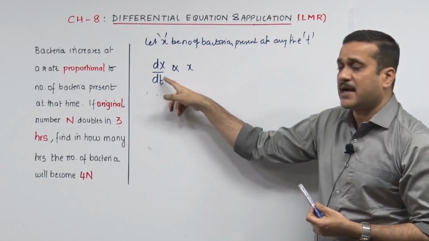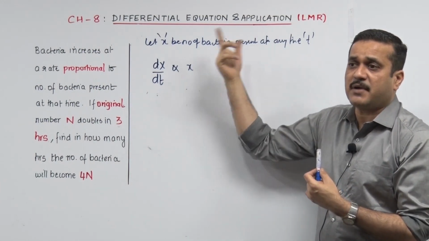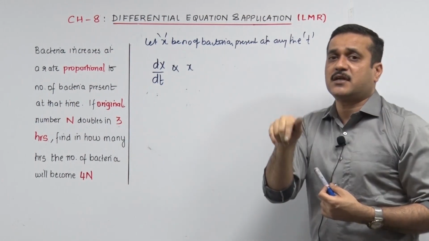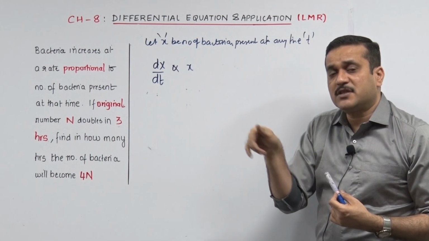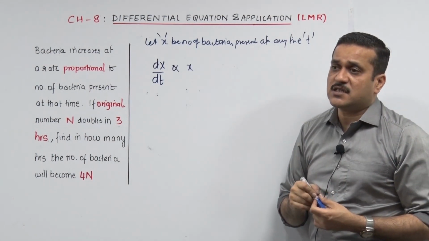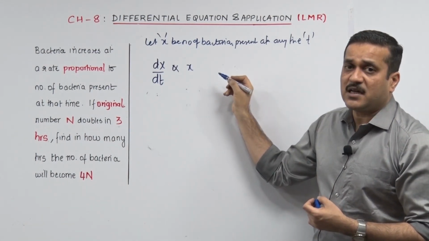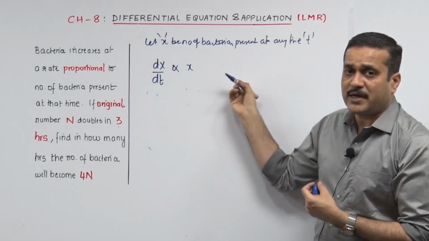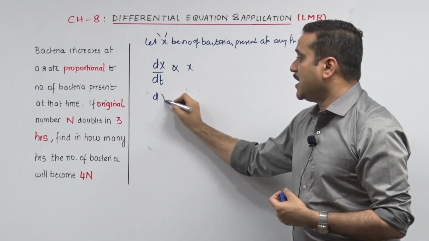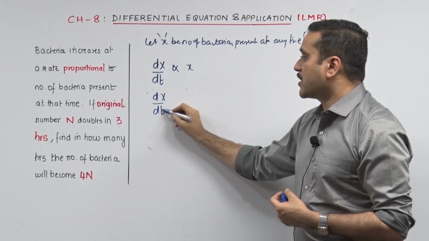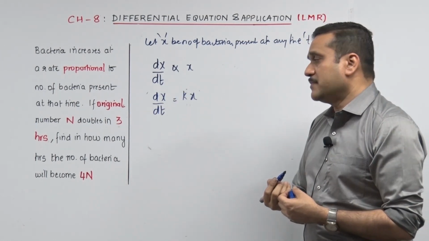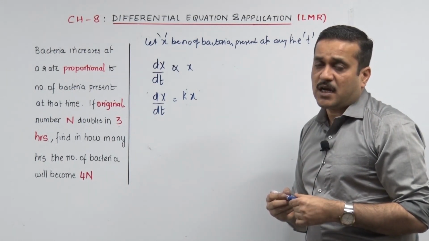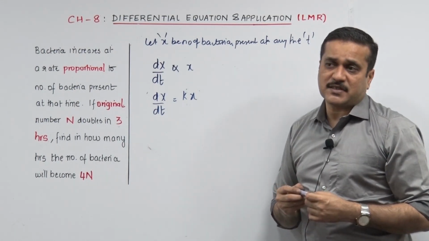It says the rate at which the bacteria is increasing, dx by dt, the change in bacteria over change in time, is proportional to the bacteria present at that time. So that's proportional to x. Therefore dx by dt can be written as equal to kx, where k is some constant of proportionality. Now finally, I am very close to getting the relationship between x and t.